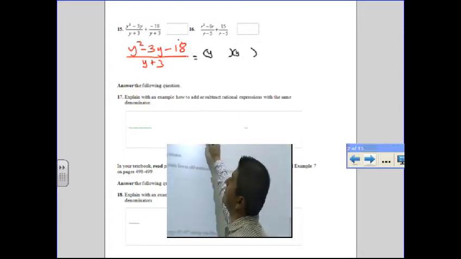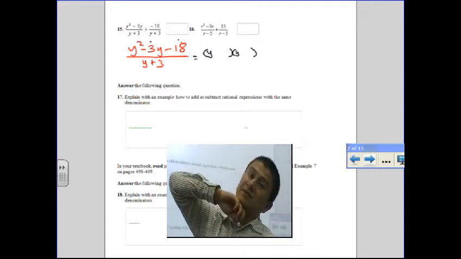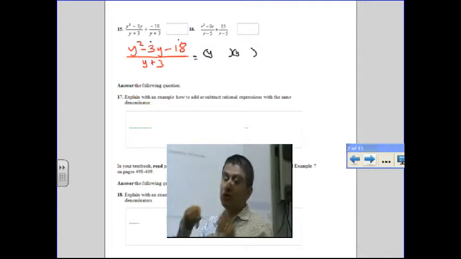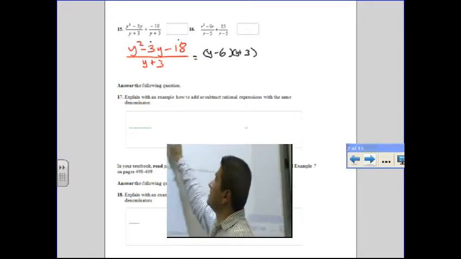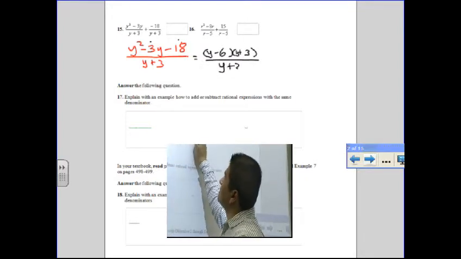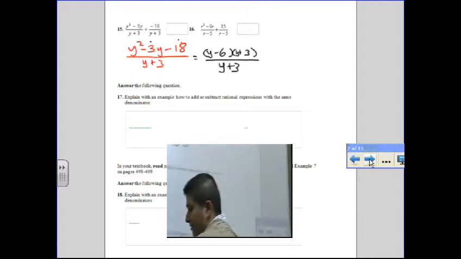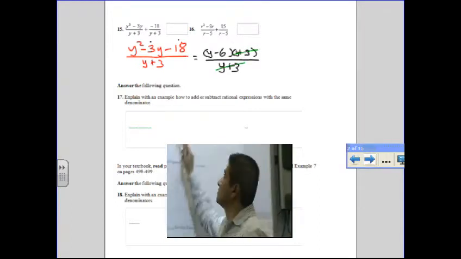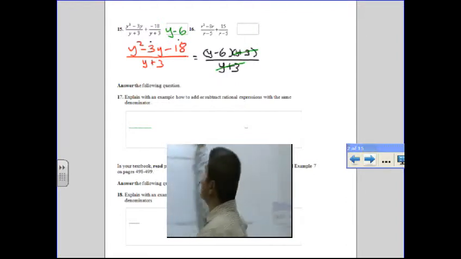Factor, factor, factor. So I get y and y. I'm looking for 2 numbers that multiply to make negative 18, while also adding to make negative 3. You figure them out yet? Negative 6 and a positive 3. On the bottom, I have a y plus 3. Then I cancel off stuff that's the same top and bottom. What's the same top and bottom? This and this. Gone. Done. So the top is what's left. A y minus 6.